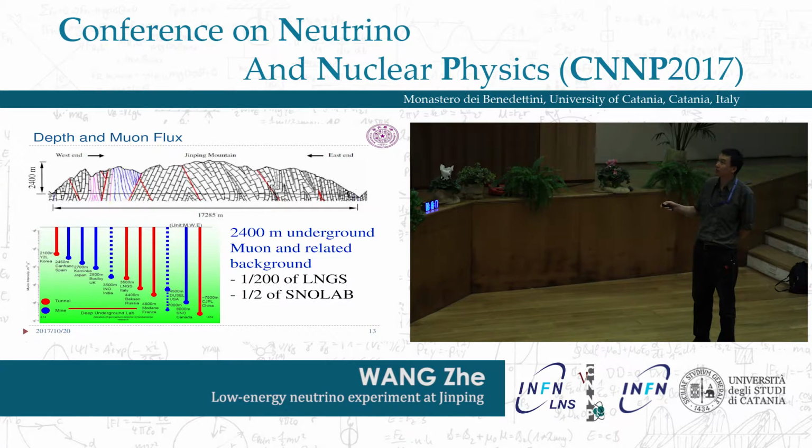It's famous for its overburden, 2,400 meters of rock. It's the deepest underground lab. If we're talking about muons and the other muon-induced background, it's 200 times less than on the ground surface, and half of the SNOLAB laboratory.